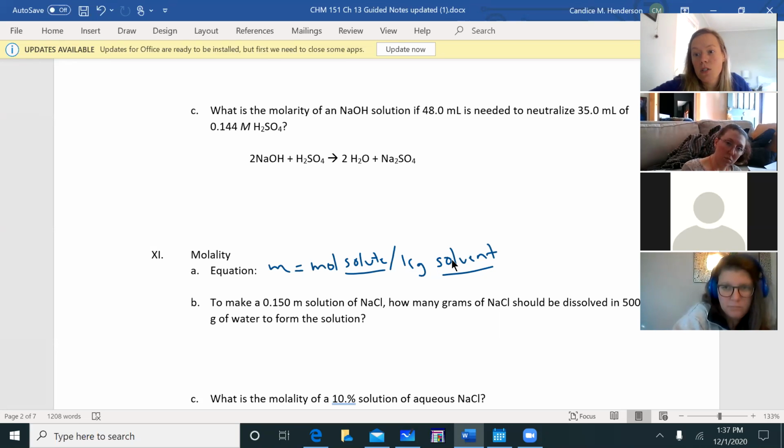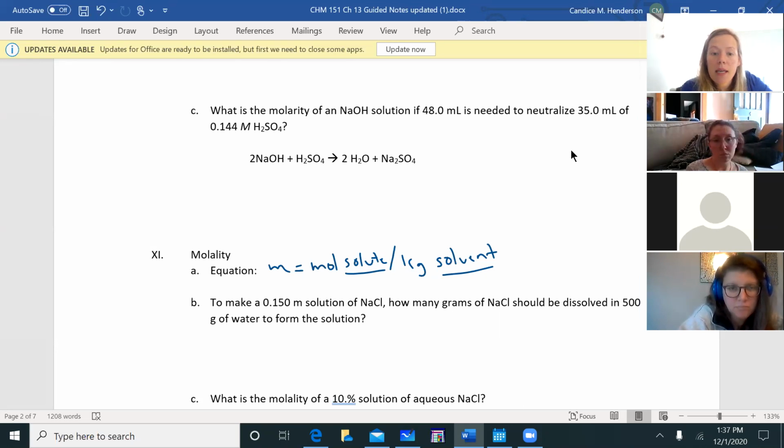A lot of the concentrations we've talked about thus far have been in reference to the total, right? The whole solution, the volume of the solution, the grams of the solution. Here we're comparing solute to solvent. So if we look at a problem here, it says to make a 0.150 little m solution of NaCl, how many grams of NaCl should be dissolved in 500 grams of water to form the solution?